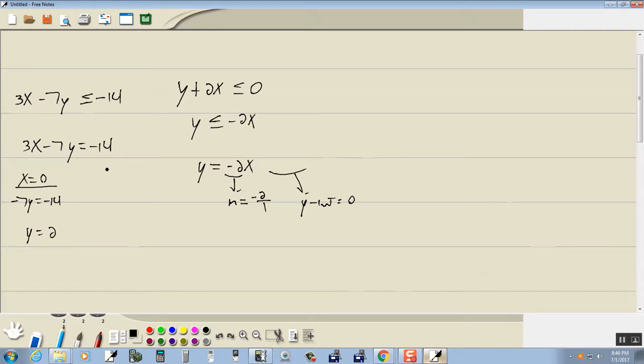Let me try negative 1. I think that works out nice. Actually, I don't want to do that one. I want to plug in y is equal to negative 1. So then I'll have 3x minus 7 times negative 1 equals negative 14. 3x plus 7 is equal to negative 14. Take the 7 over, it becomes a negative 7. And you get 3x equal negative 21, and you get x is equal to negative 7. So that point would be negative 7, negative 1.